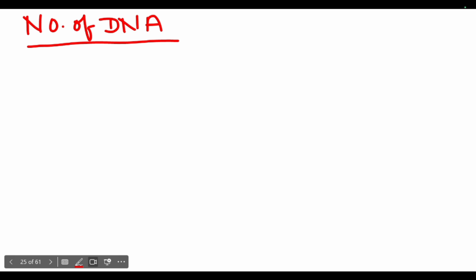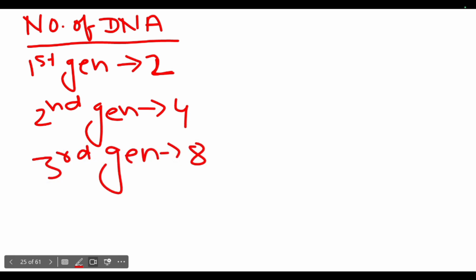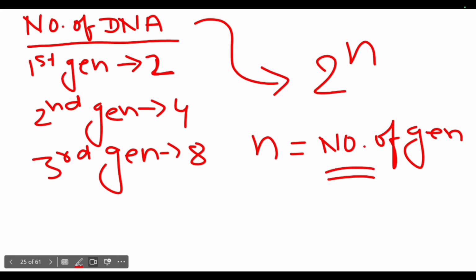One type of question is asked about the number of DNA. In this kind of question, they will ask how many DNA there are after some generations. After the first generation, the number of DNA will be 2. After the second generation, it will be 4, and so on. Third generation, it will be 8. So the general formula for the number of DNA after n generations is 2 to the power n, where n is the number of generations. So you can easily find the number of DNA after a given generation.